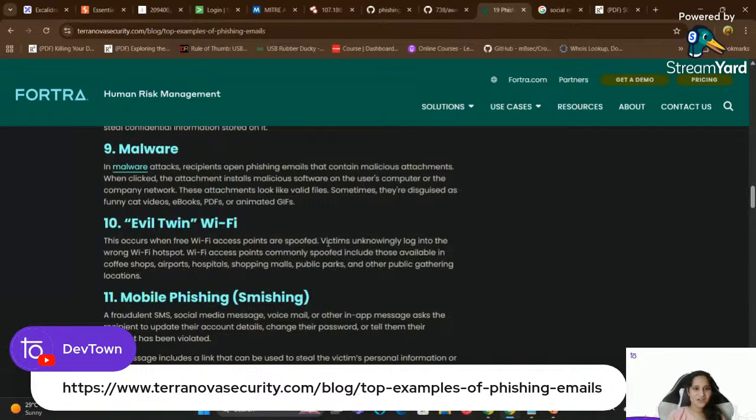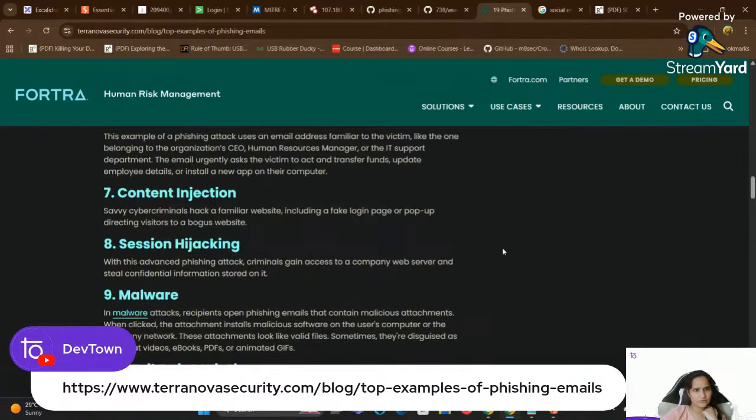So here you can see evil twin Wi-Fi. When you are in a public place and you use a public Wi-Fi, those points are sometimes spoofed. I have already told you they are redirected to another point. So that's how evil twin Wi-Fi works, guys. They are gathering all the information from that particular source. Malware, we have already discussed, guys.